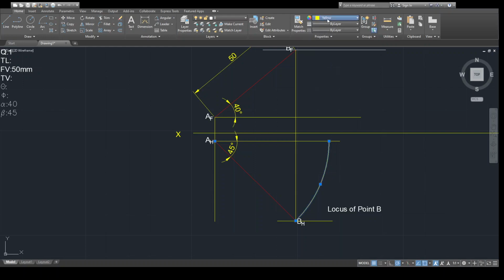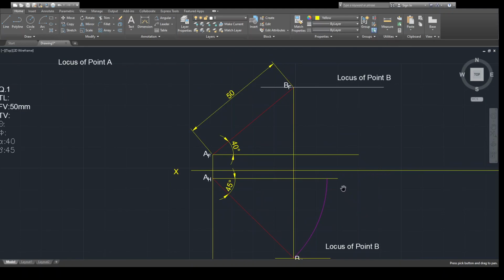So I will change the color to magenta so that you will get the idea, differentiation is clear. What I have done, I have rotated the top view. You can take compass and AH as center and AH BH as the radius and rotate AH BH up to the locus of point A.